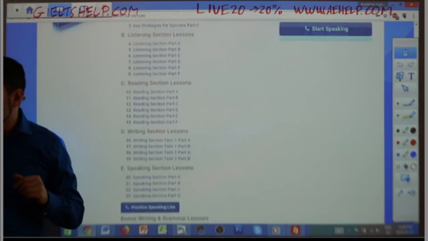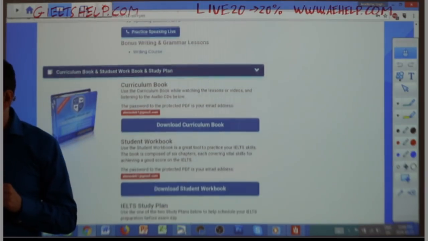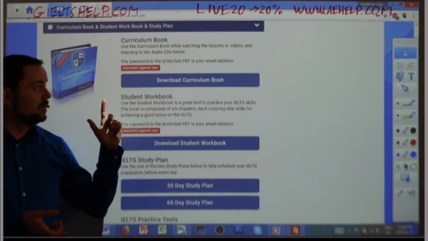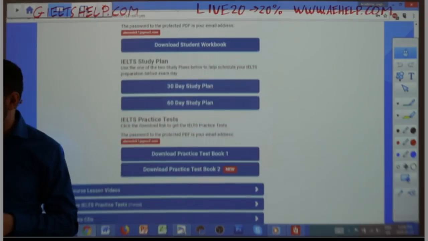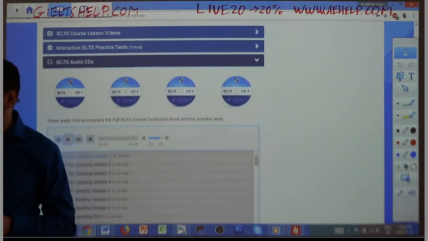The course has lots of sections, and then you have a curriculum book. You actually have 2 books here with 6 full practice exams. We are going to be using one of these books today for the reading, and we will also be using the audio today as well for the reading.